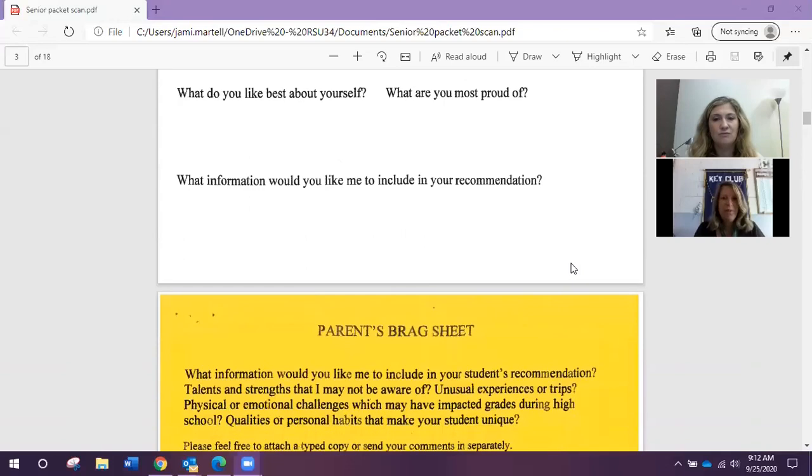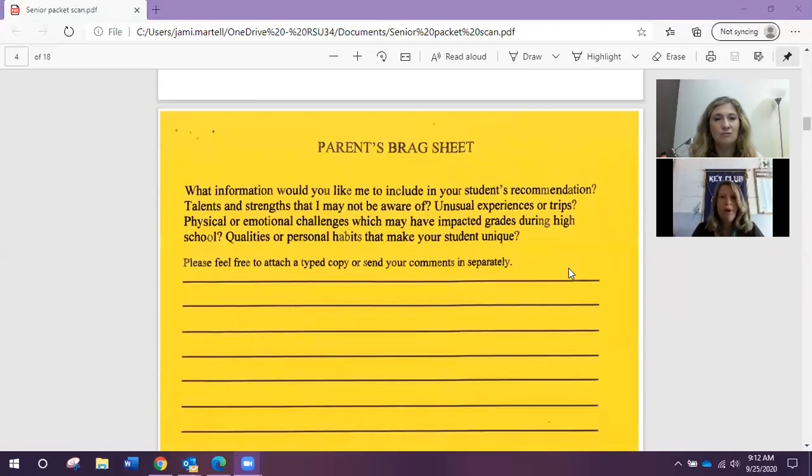Excellent. So the next sheet that we'll talk about is the parent brag sheet. And a lot of kids would kind of roll their eyes like, oh, I don't want my parent to say anything. But we really get some great information from parents. They have a little bit different perspective and look at you through a different lens. A lot of times they have amazing quotes that they put in there that we'll steal, and we'll add that into our letters of recommendation for you.